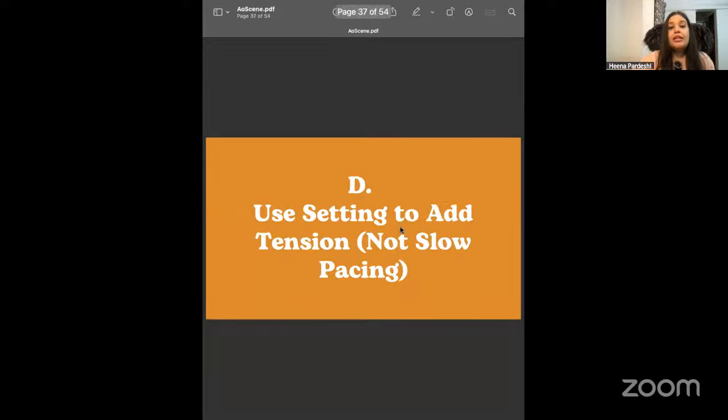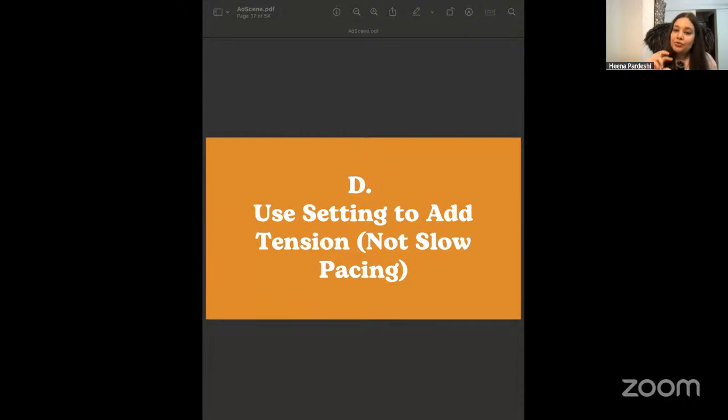Then we have this: using the setting to add tension and not slowing the pacing. A common beginner mistake is stopping the story to describe the environment. If I had a penny for every time a writer did that, I would be exceptionally rich, because I have no idea why writers think that describing the environment is exceptionally crucial or important to prove a point that you are a good writer. It is actually not. Never actually.